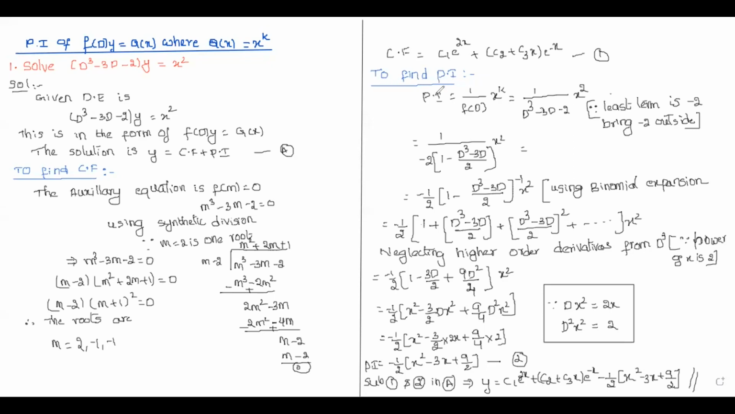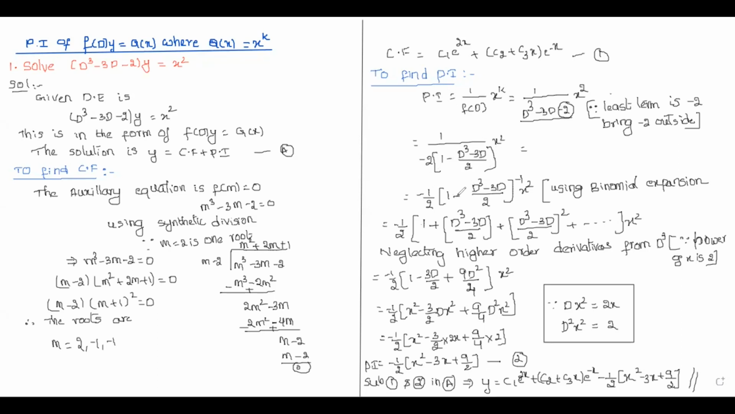Now, the particular integral is 1/f(D) x^k, which is equal to 1/(D^3 - 3D - 2) x^2. If you observe f(D), the lowest term is -2. So you have to bring that -2 outside from f(D). Then it will be 1/(-2) times, and since -2 came outside, it will be [1 - (D^3 - 3D)/2]^-1 x^2.